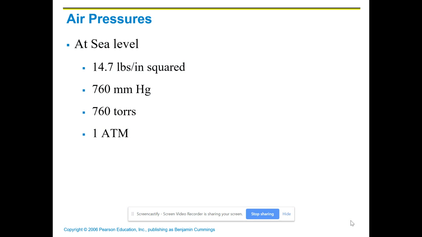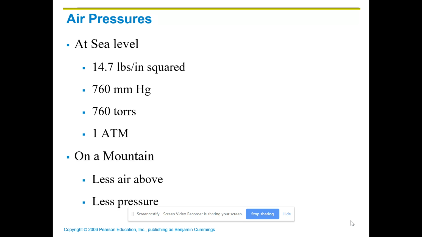So 14.7 pounds per square inch is the same thing as 760 millimeters of mercury. 1 millimeter of mercury is equal to 1 torr. So 760 millimeters of mercury also equals 760 torr. Each of those then equals 1 atmosphere. So here are 4 different ways of describing the exact same thing.